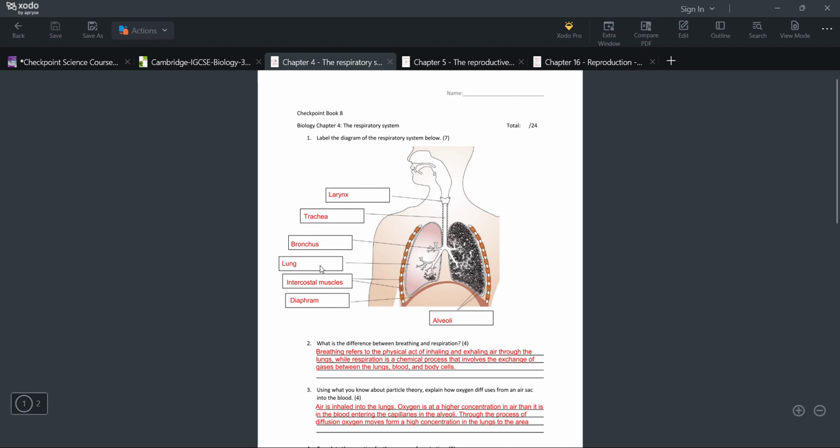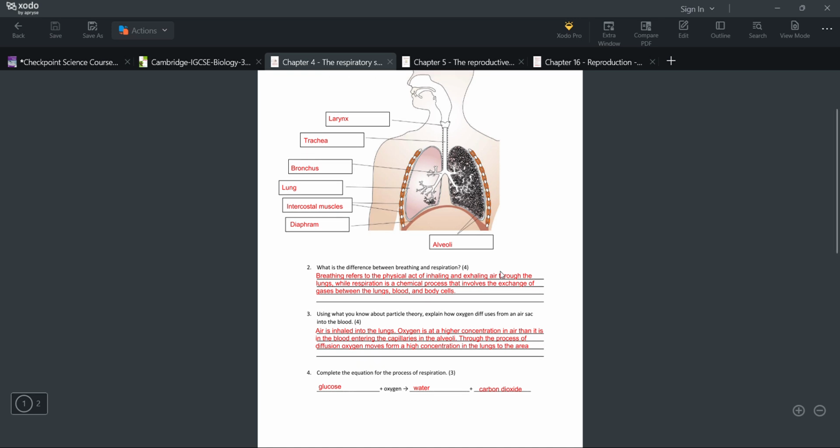Then you've got your lung, your intercostal muscles over here. Some of you might call it a rib, but it is definitely pointing to the muscles in between your ribs here. Then you've got your diaphragm and you've got your alveoli, little bags over there.